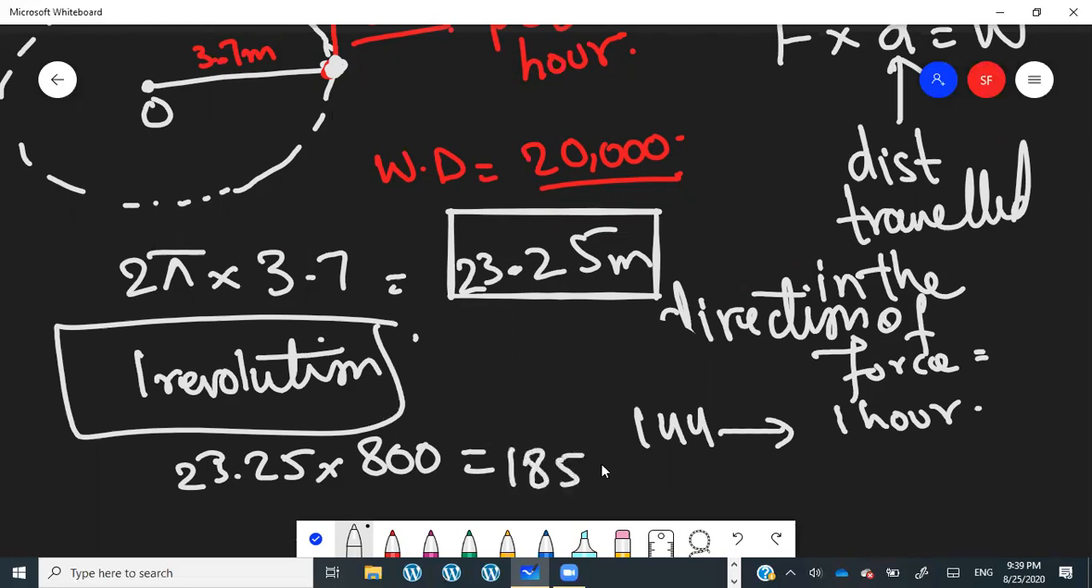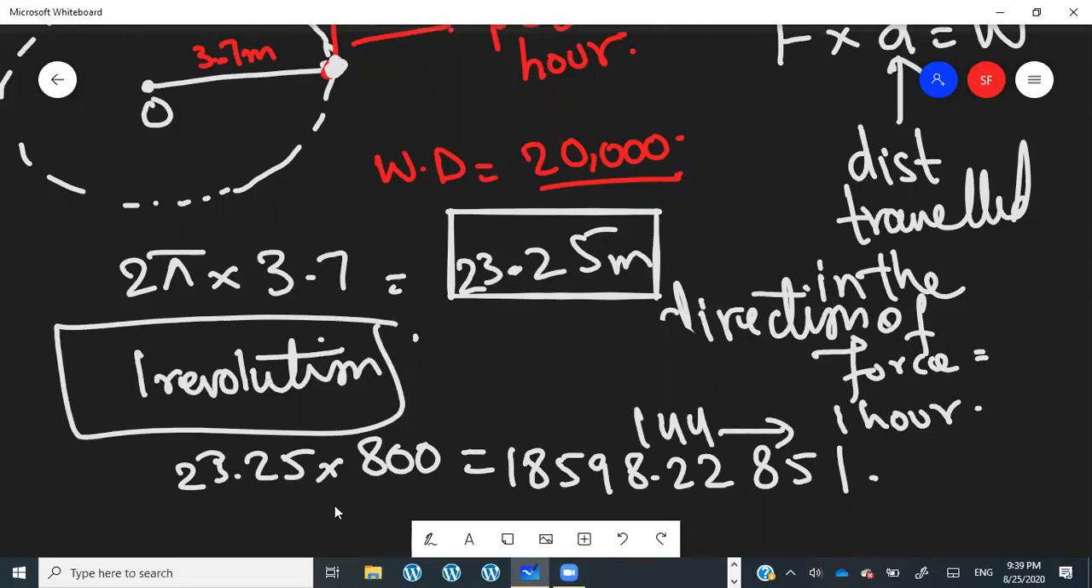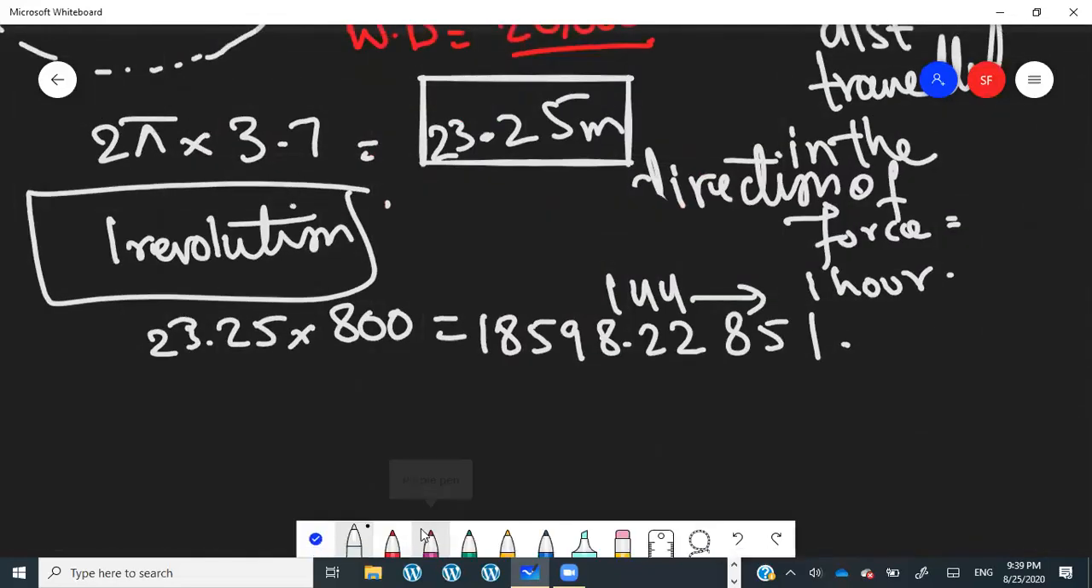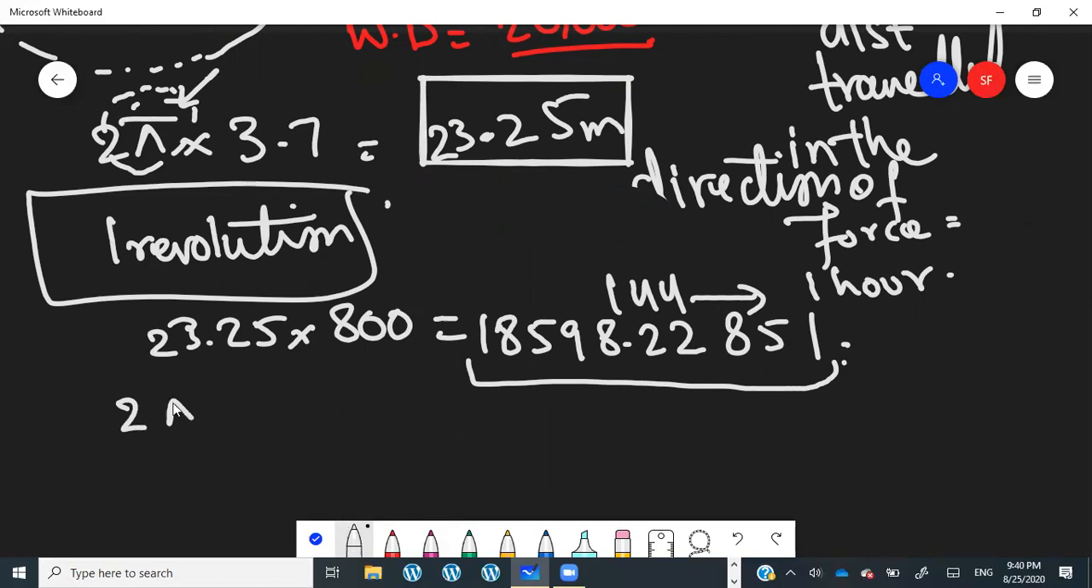23.25 into 800? Yep. 18,600. 18598. No, 1860851. Basically, for the pi, did you use 3.4? Did you use the value of pi? No. What did you use instead of pi? Did you use the symbol given in the calculator? Wait, for what? For the pi, this thing. Oh, I just typed 23.25. Wait, what did you use for 2 pi? Wait, why would I use 2 pi?